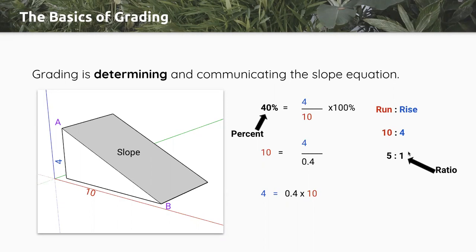Personally, I learned run to rise, probably because it differentiates slope ratio from scale ratio in metric Canada. Normally if I were to see 1 to 5, I would immediately think that was actually a scale. But I did notice that a lot of places in Europe, for example, might do 1 to 5 instead. So that's basically the nuts and bolts of determining and then communicating that slope equation, either as a percentage or a ratio.